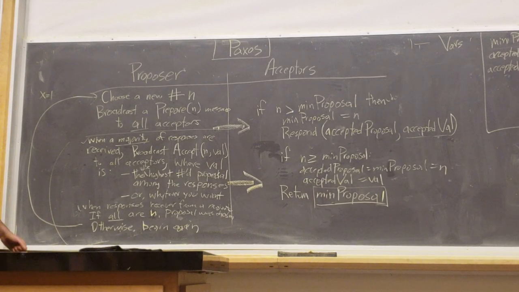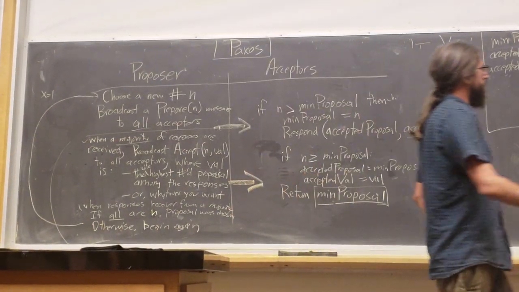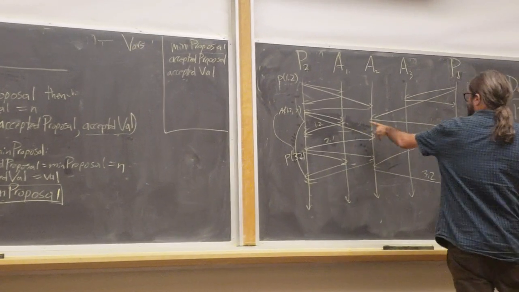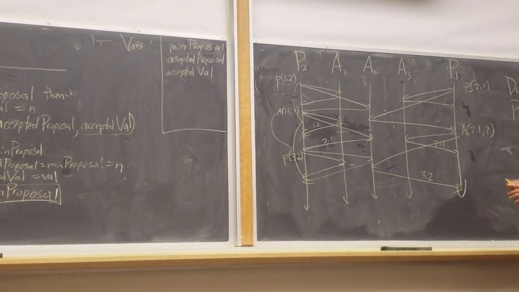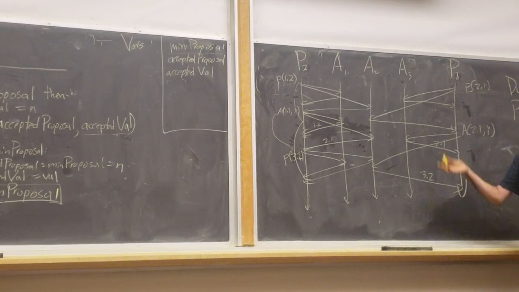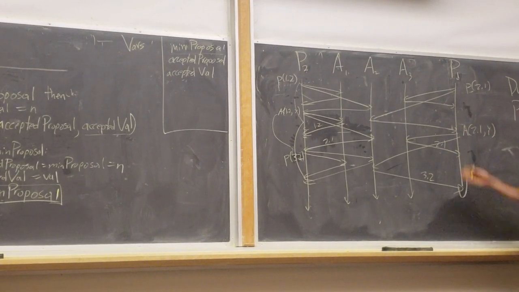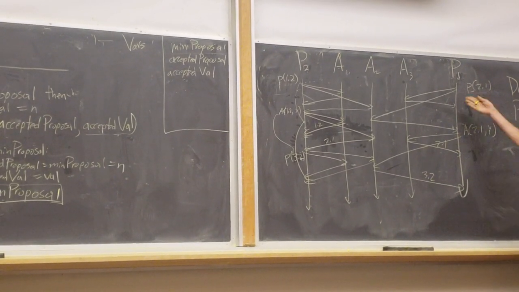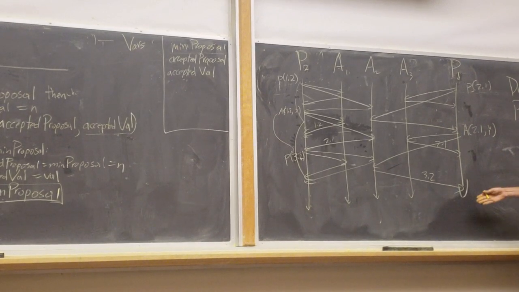No, I think that's totally reasonable. This wouldn't happen if, when P2 learned that there was a P1 out there with a higher number, she just shut up. Because then P1 would have an opportunity to finish what she was doing.